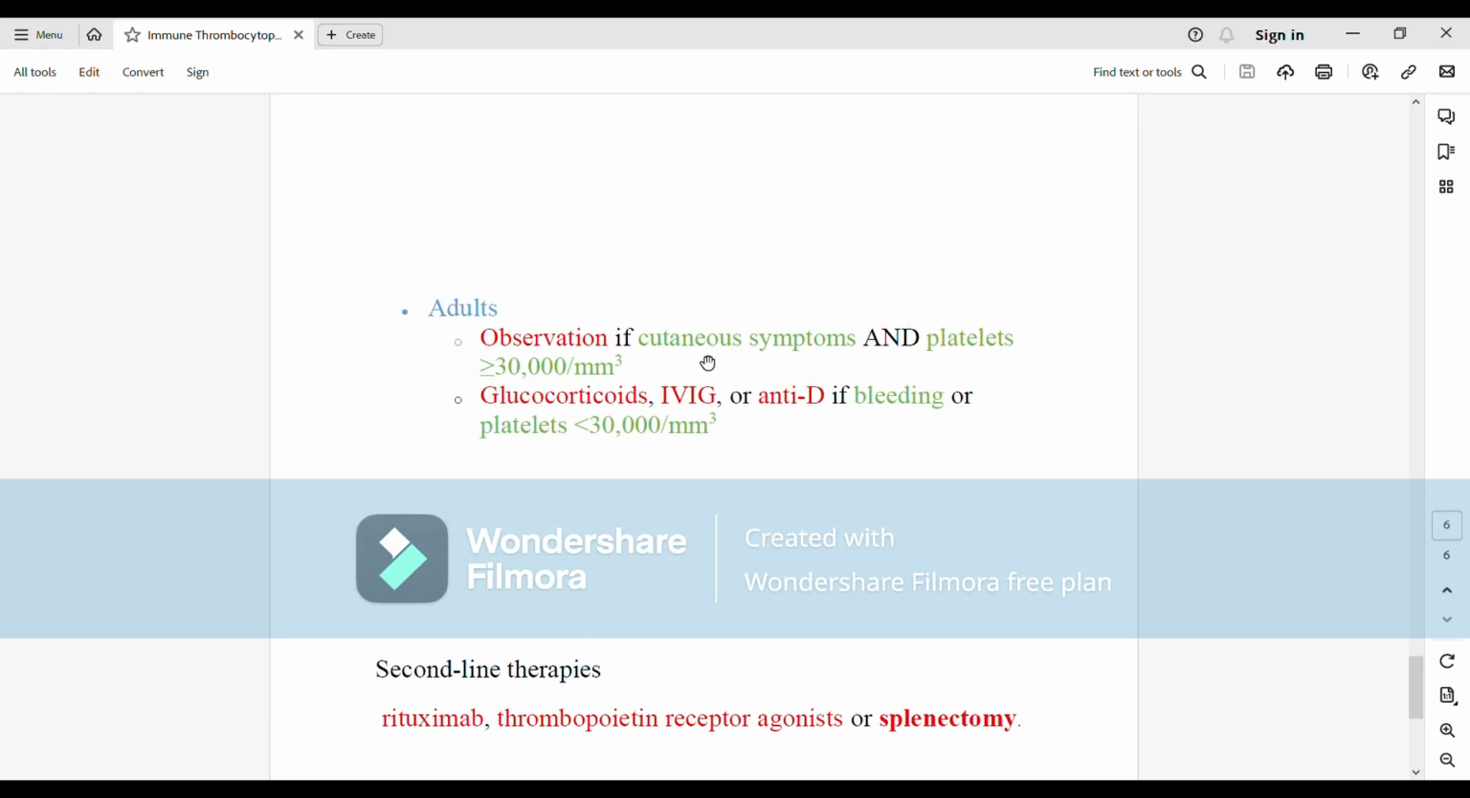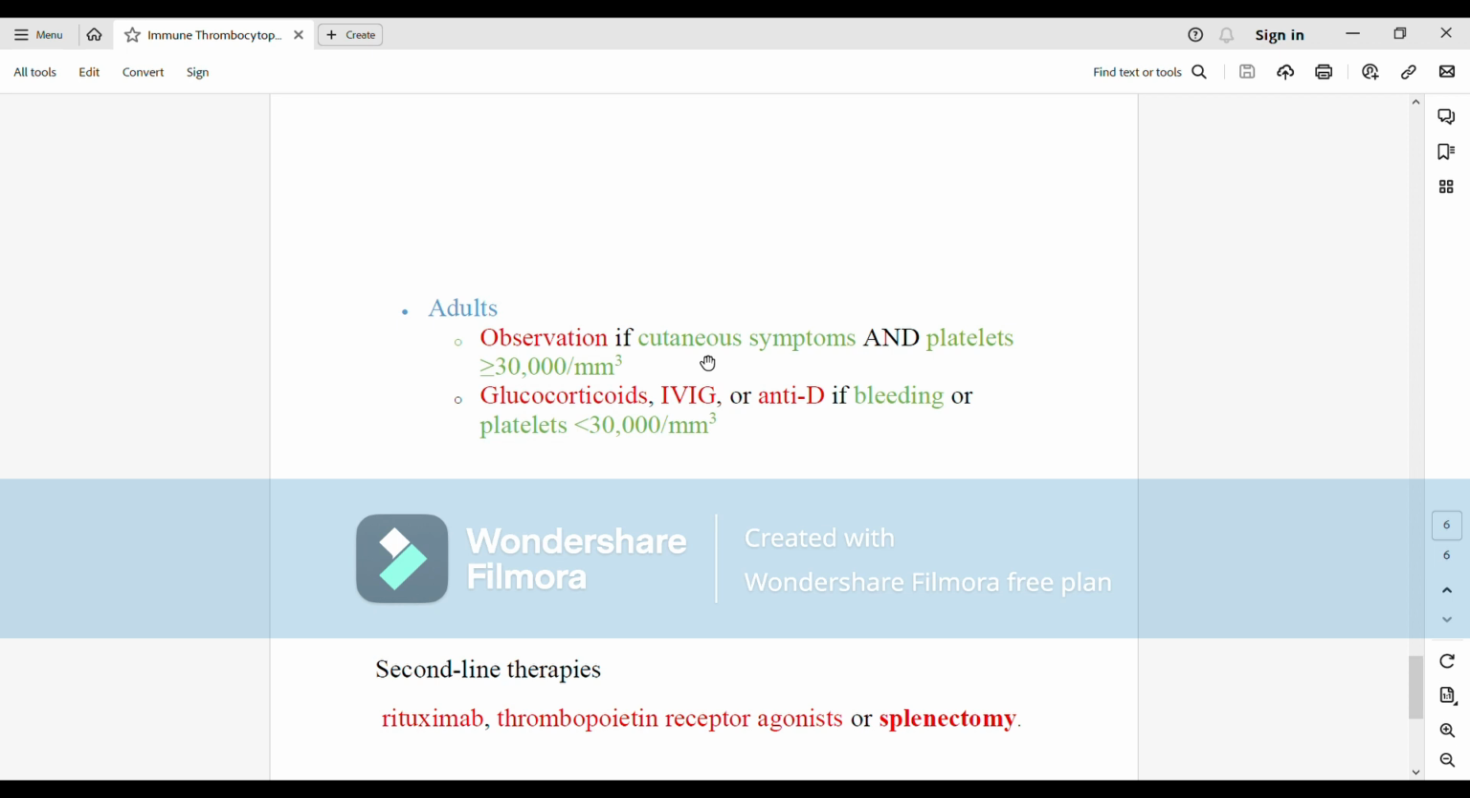Treatment in adults is also observation if the adult has thrombocytopenia on the labs and has only cutaneous symptoms like petechiae and purpura. If the adult has platelet count which is equal to or greater than 30,000, you can also observe. So we have a cutoff of 30,000 in the adults.